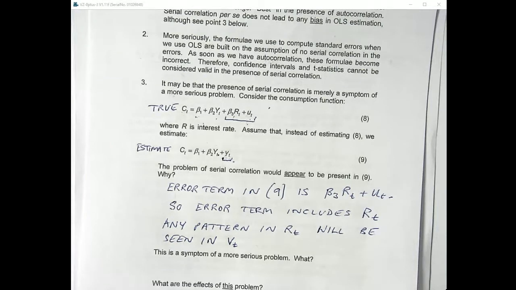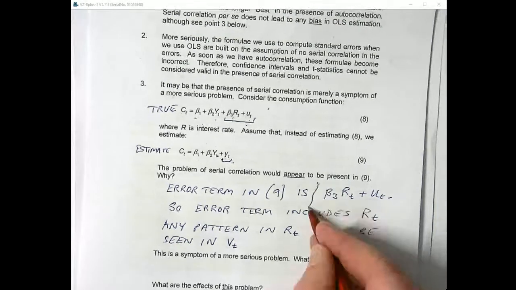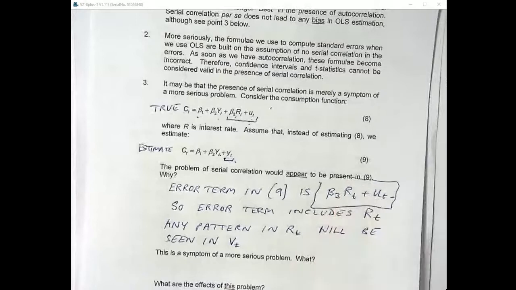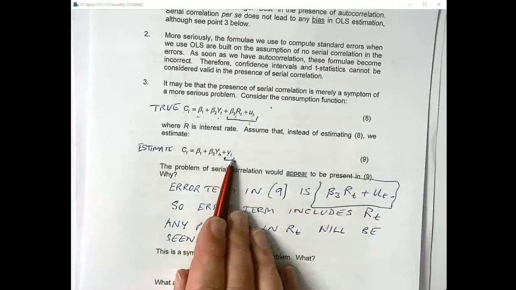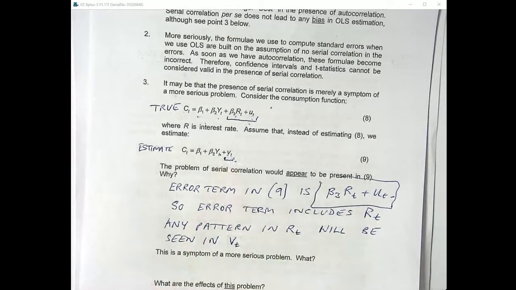Yes, VT is beta 3 RT plus UT, as I've written there. Yeah, error term in 9 is VT. Yeah, that's correct. Thanks.